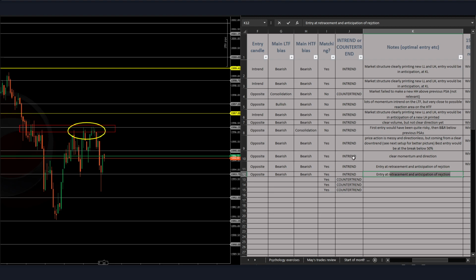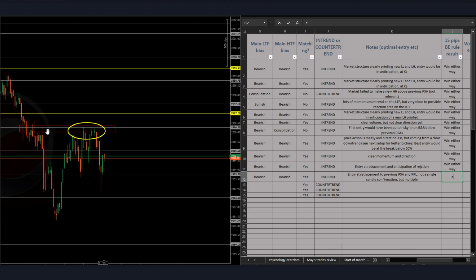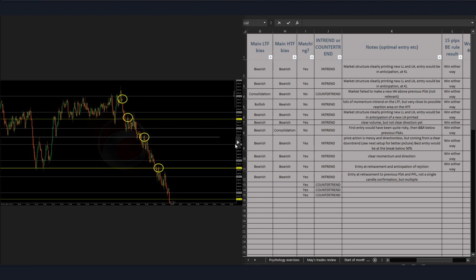Entry at retracement to previous PSA and PPL, not a single piece of information, but multiple. So this one would be, actually no, probably if we entered over here, that's 96, we would 94.5, it would probably be a break even. I don't know then if the following one, yeah, the following is another one.